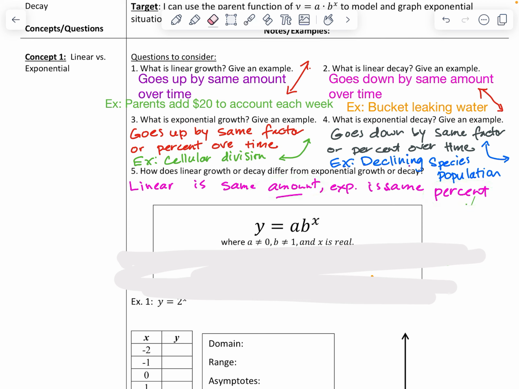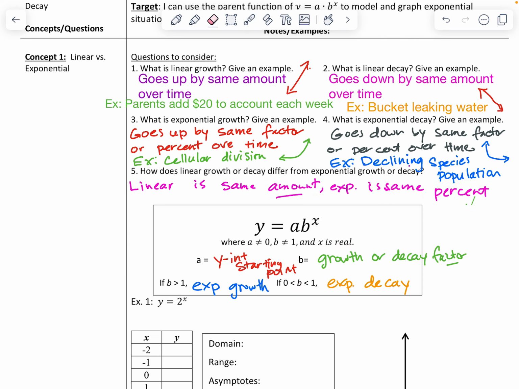The standard form of the equation for exponential growth and decay is y equals a b to the x, where a is not equal to 0, otherwise it would just be 0. b does not equal 1, because in that case the exponent wouldn't do anything, and x is a real number, so it's not imaginary. In this case, a is your starting point, your y-intercept. b is your growth factor or decay factor.